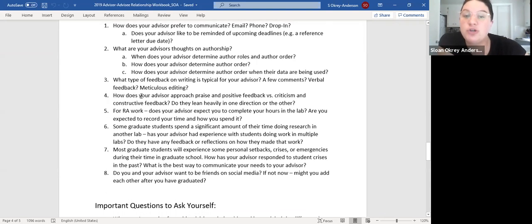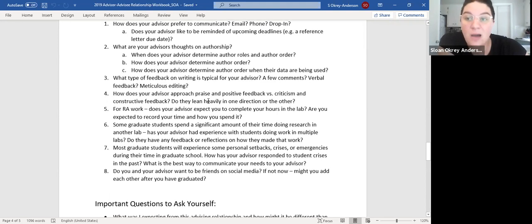Understanding how they approach praise, positive feedback, criticism, and constructive feedback, which direction do they lean when it comes to that type of thing. Every advisor tends to know what their default is. Some people might struggle to come up with positive feedback, whereas other people might have a really hard time with the confrontational aspect of providing constructive criticism. So understanding what your advisor's default is can help you know when you need to ask for more in certain areas.